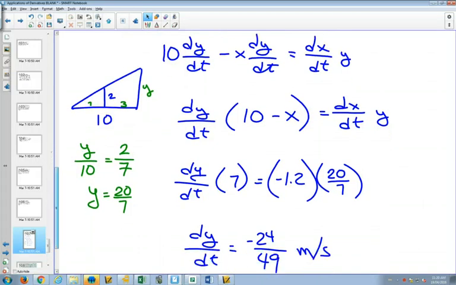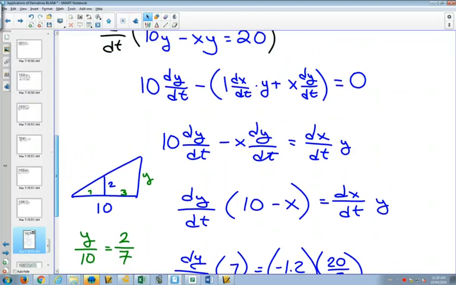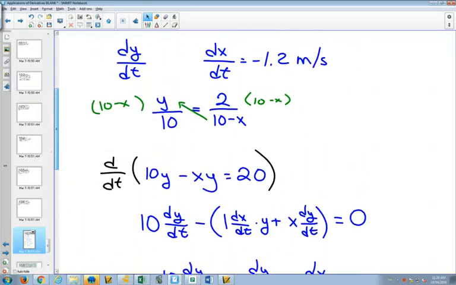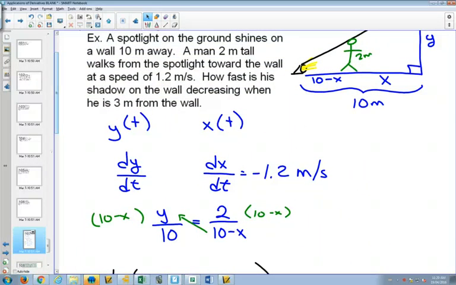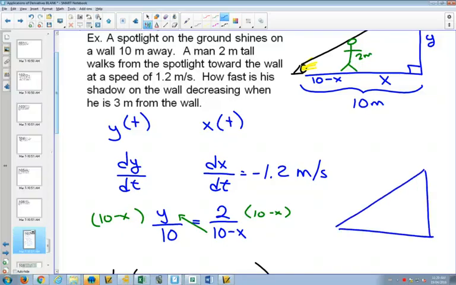Yes? Just near the top, why do you have y over 10 is equal to 2 over 10 minus x? Right here? Yeah, how'd you get that? Again, that's from our similar triangle. If I draw it out here, basically this is my big triangle. This is my y and my 10 in that big triangle. Then in my smaller triangle here, which is similar, this is 2 and this is 10 minus x. So if triangles are similar, then the ratios of their sides will be similar.